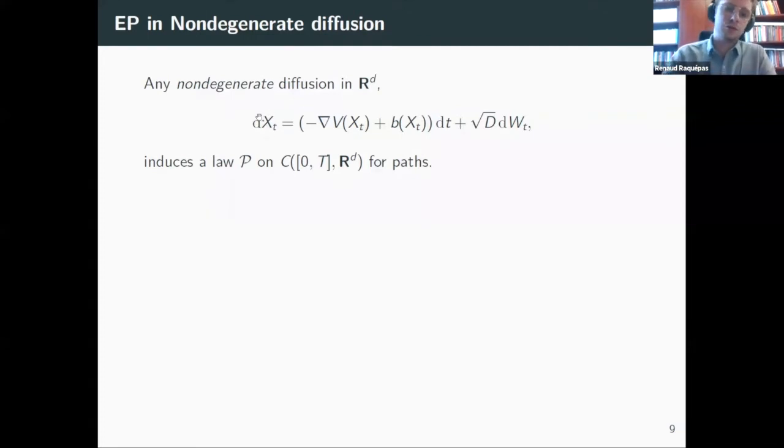A diffusion in general would just be dx equals a vector field applied to x dt, plus something times the d of a Brownian motion. But the way in which I write things suggests a physical picture. The physical picture underlying this equation is that you have a particle x in a potential landscape V. So it has a tendency to follow the gradient, minus the gradient of the potential.